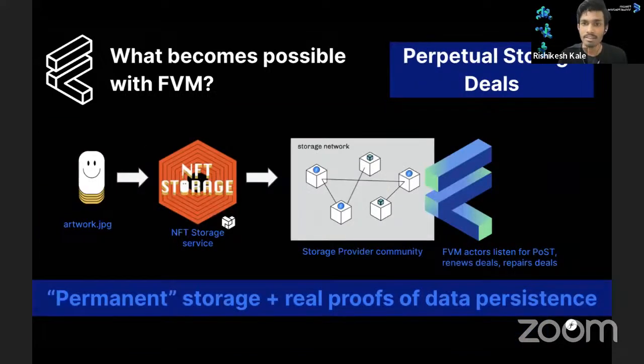Next we have perpetual storage deals. Currently, the storage deals created on the Filecoin network are created for a 6 to 18 month period of time, and after that you need to renew the deal. But with the concept of perpetual storage, you don't need to renew deals every now and then once a deal expires. Once you upload your data on the Filecoin network, you don't need to worry about creating new deals, and your data would be stored forever on the Filecoin network.